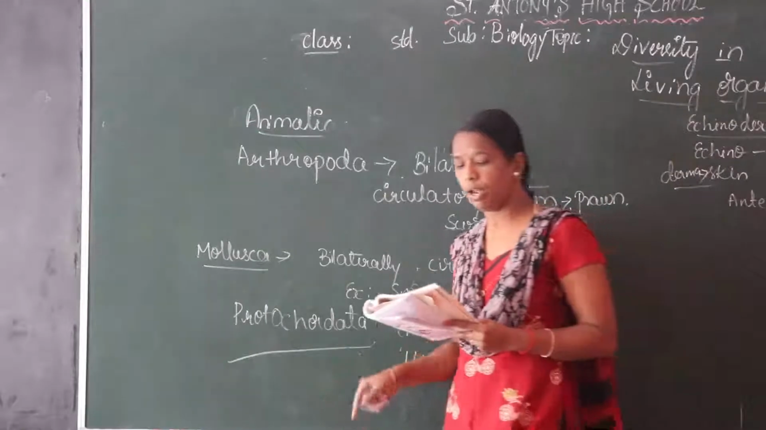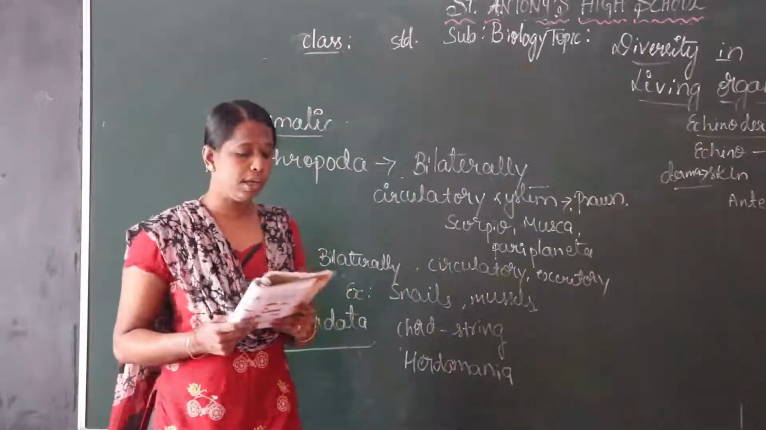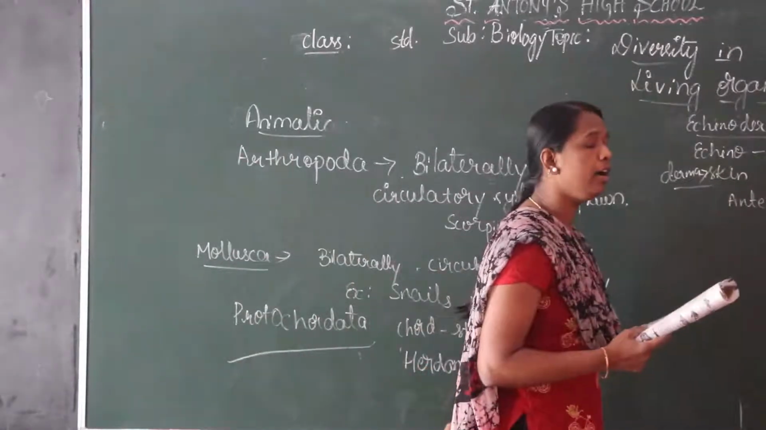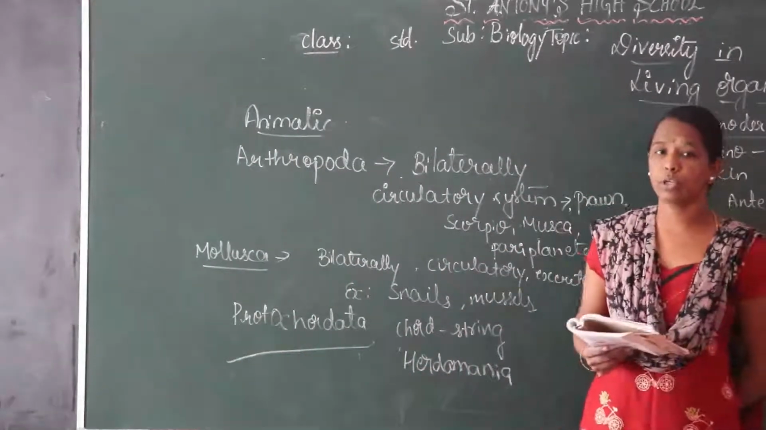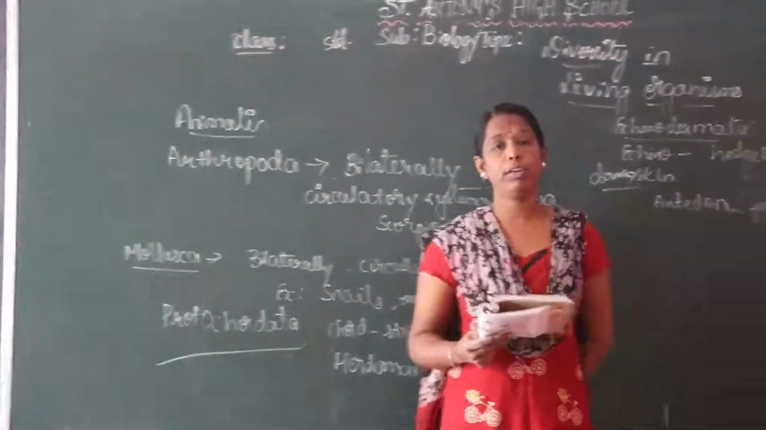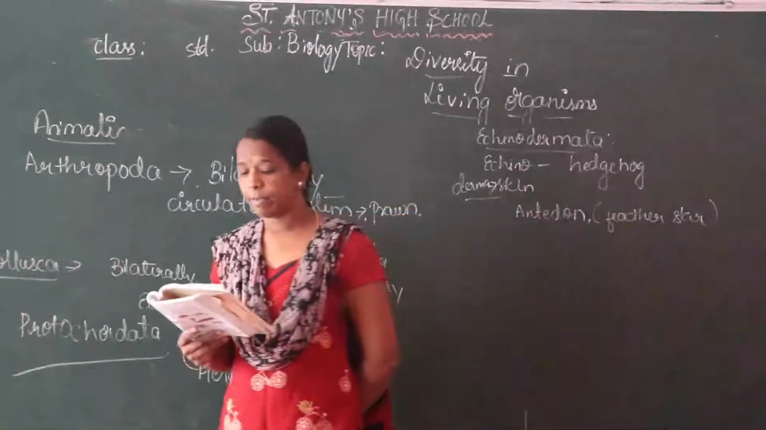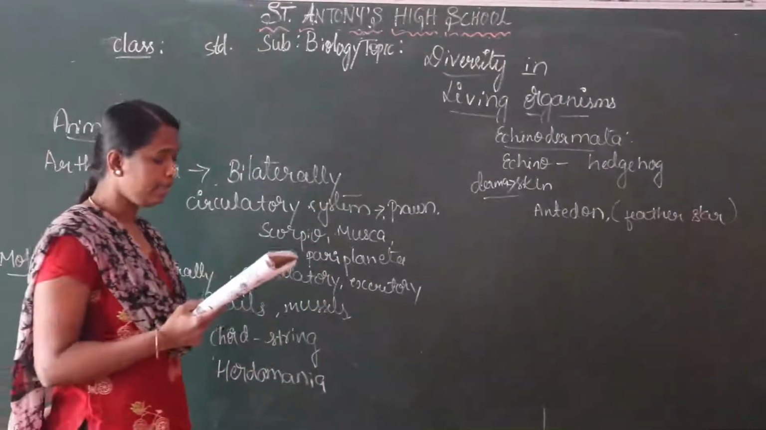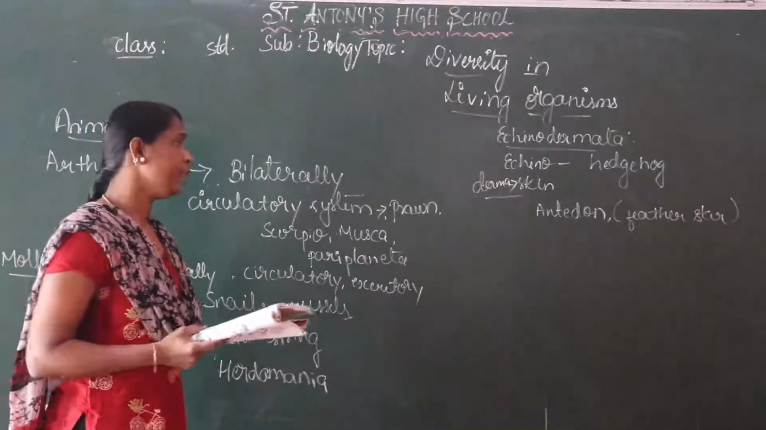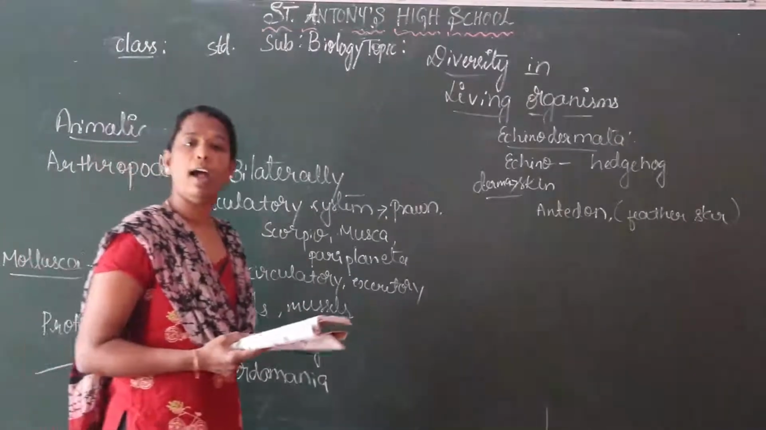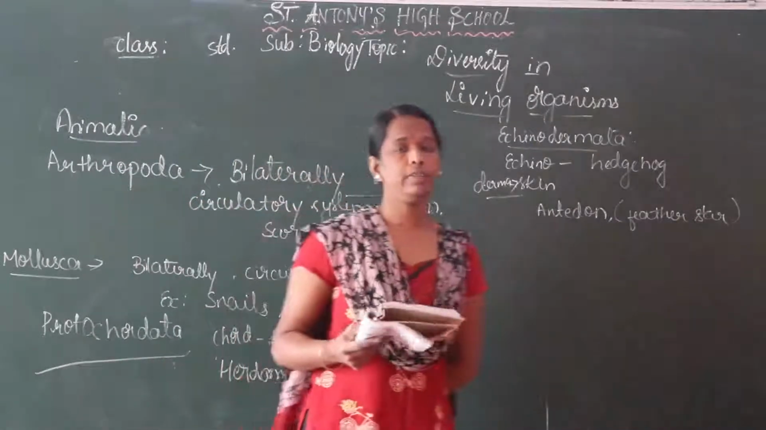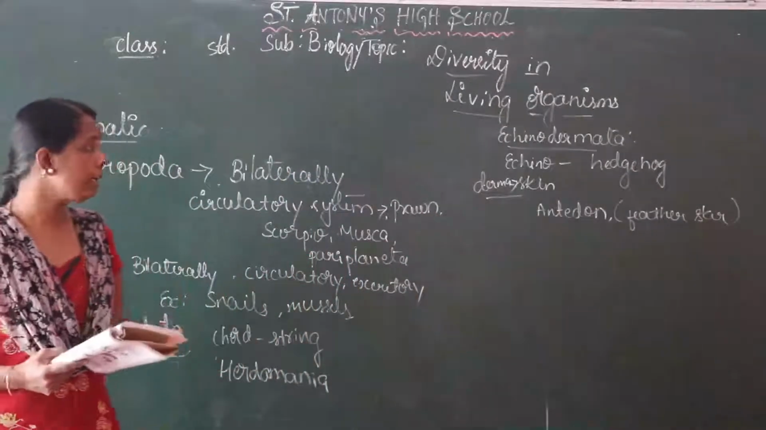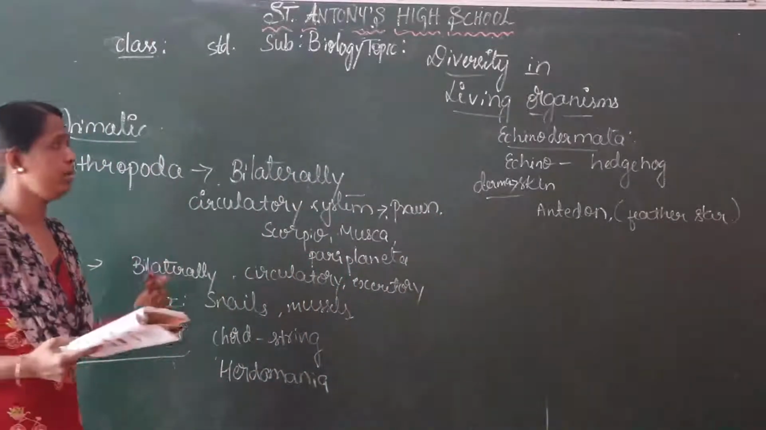Haldamania is an example for protochordata. It usually lives for the entire length of the animal. Protochordata are usually marine animals. Marine means water animals. So examples for protochordata are Haldamania and Amphioxus. It has a tail, a well-designed excretory system, and an anus at the end of the tail. Okay, children, so this is about the protochordata. Protochordata have a long thread-like structure.